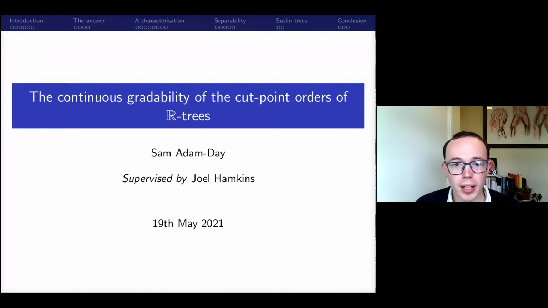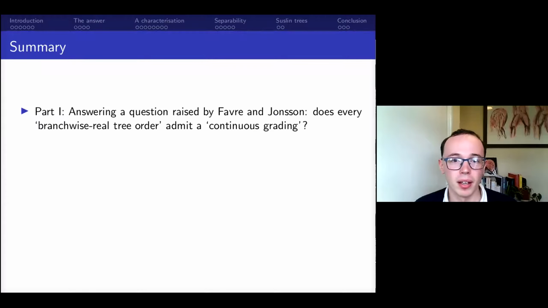Okay, so yes, today I'm going to be talking about R-trees. I'm going to be talking about the underlying orders of R-trees, and I'm going to be talking about this notion of continuous gradability for these underlying orders. Of course, I'll explain all of these in due course. So just a quick summary of what I'm going to be talking about today. The talk is going to be divided into three parts.